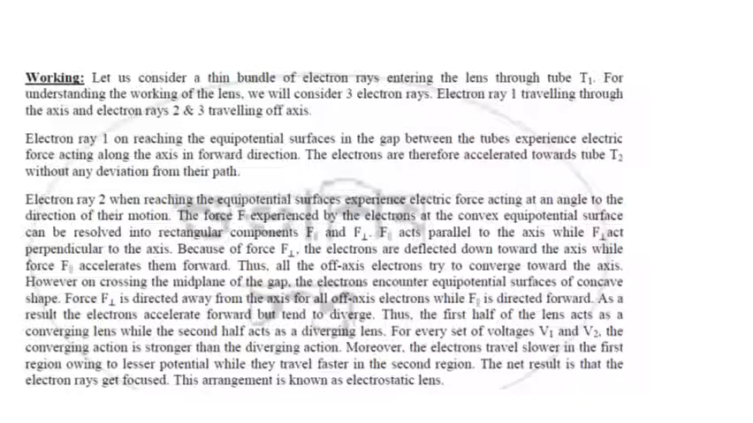lens. But then you can ask, if both are there, then why is it converging? It is converging because initially the velocity is small and the electron will live a longer time in the first half as compared to the second, because in the second the velocity is higher. So the ultimate thing is convergence. For any set of voltages V1 and V2, the converging action is stronger than the diverging. Moreover, the electron travels slower in the first region. If slower, it means more impact.